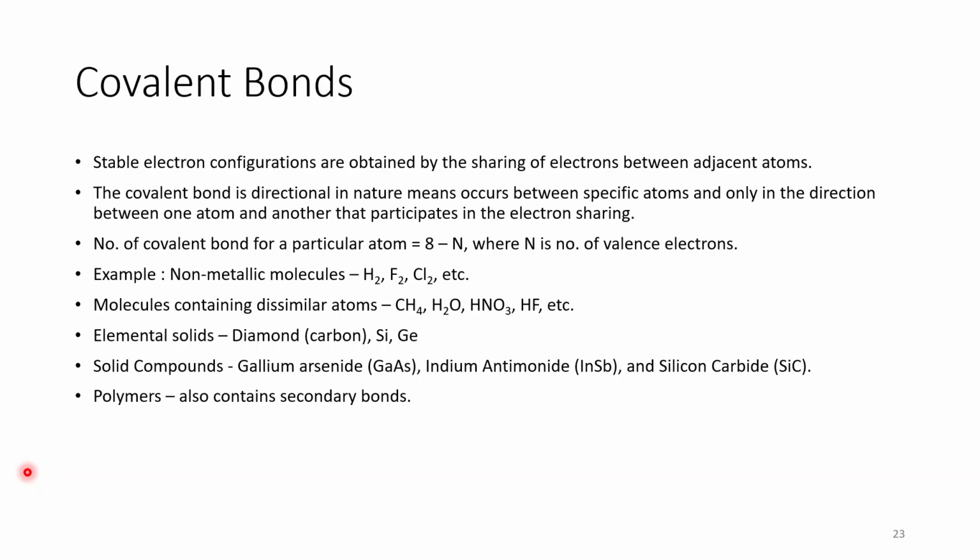Next is the covalent bond. In this case, stable electron configurations are obtained by the sharing of electrons between adjacent atoms, and the covalent bond is directional in nature, meaning it occurs between specific atoms and only in the direction between one atom and another that participates in the electron sharing.